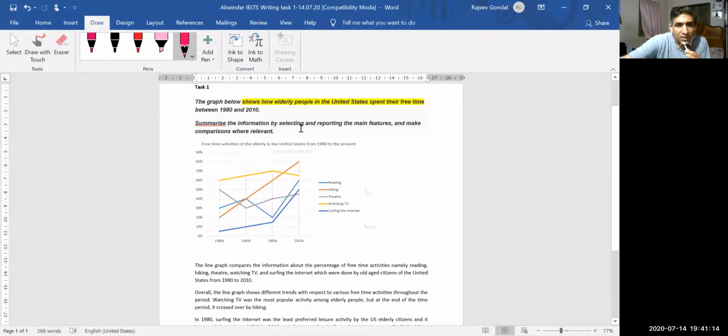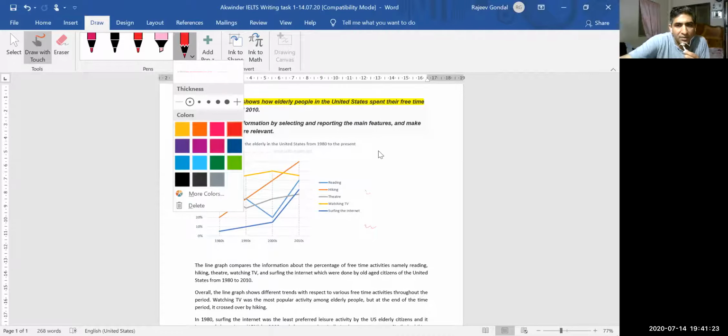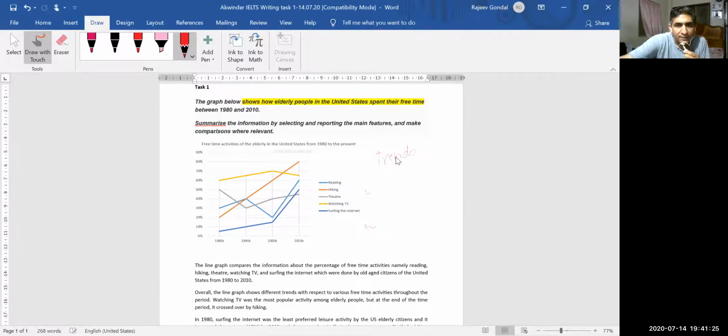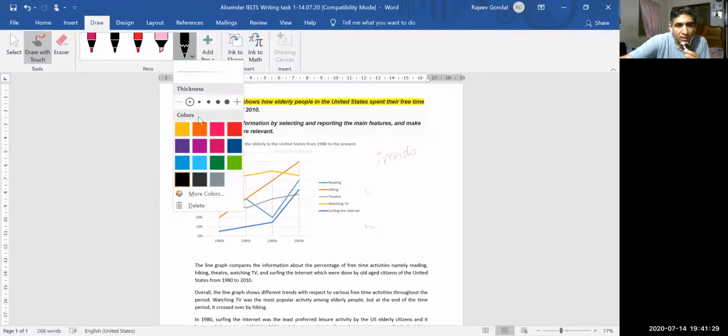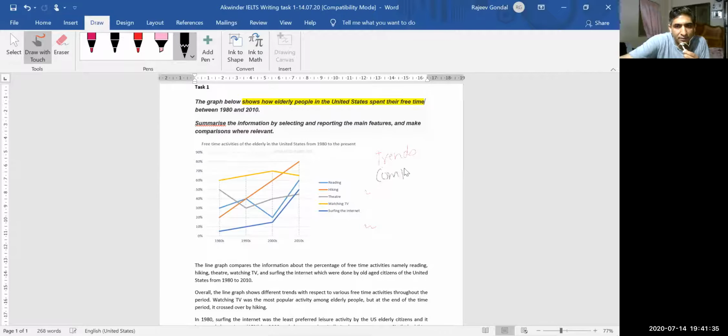Summarize the information by selecting and reporting the main features. Whenever you have to summarize the information, you are supposed to talk about 3 things, which are trends, comparisons, and highlights.